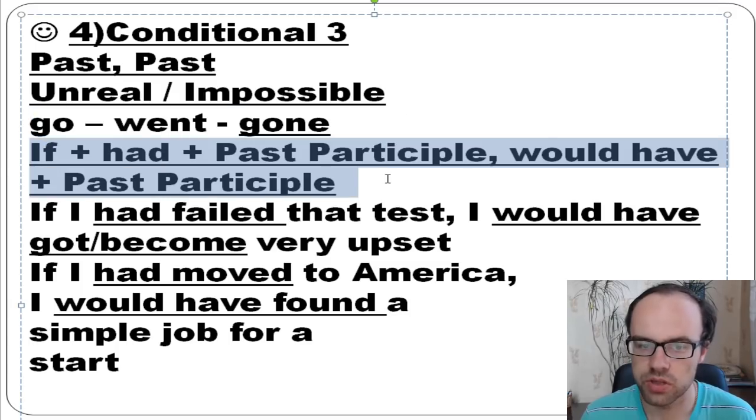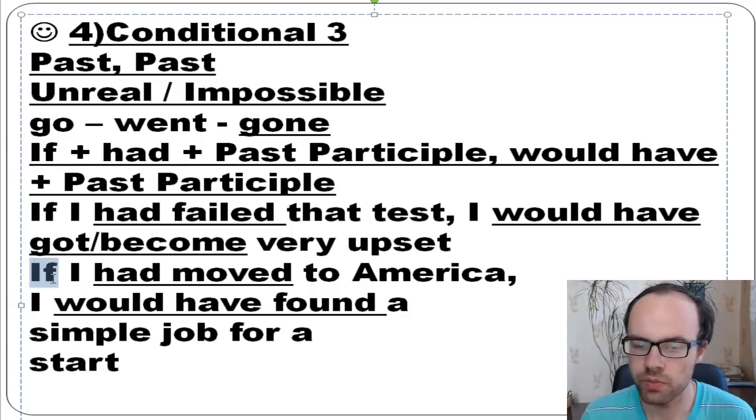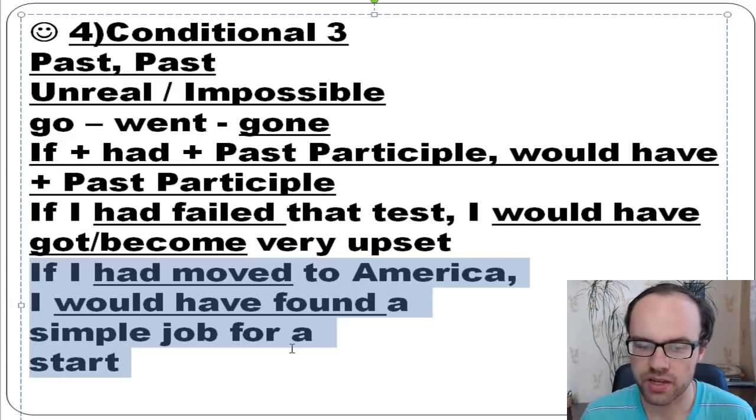So, if plus had plus past participle, we see it in the first part, and we see would have plus past participle in the second part. If I had failed that test, I would have got very upset, or I would have become very upset. One more example: if I had moved to America, I would have found a simple job for a start.